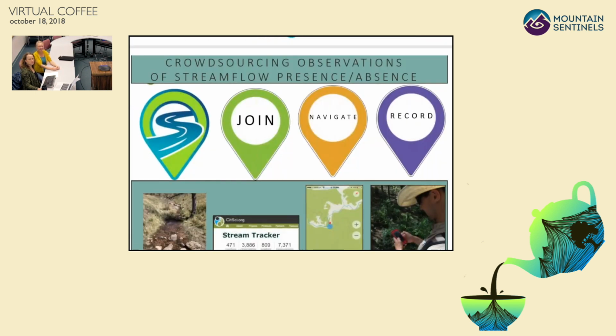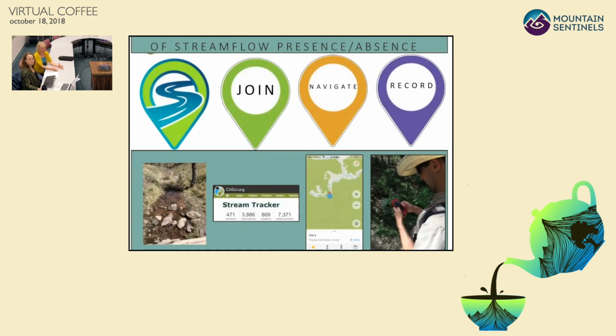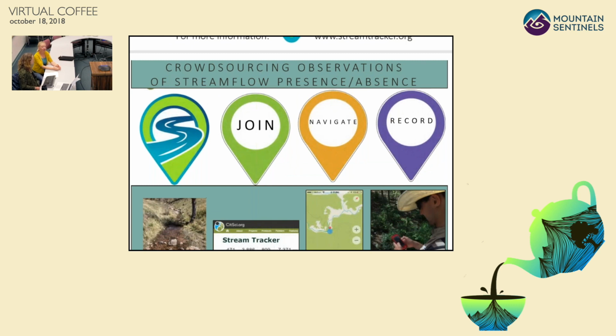And so this is where Stream Tracker was born. Participants join the project online. Our project is hosted on citsci.org, which we'll hear more about later. And then the participants use their mobile phone to navigate to either established stream sites where they cross roads or trails, or to use their phone GPS to establish a new site that can then be tracked by fellow stream trackers.